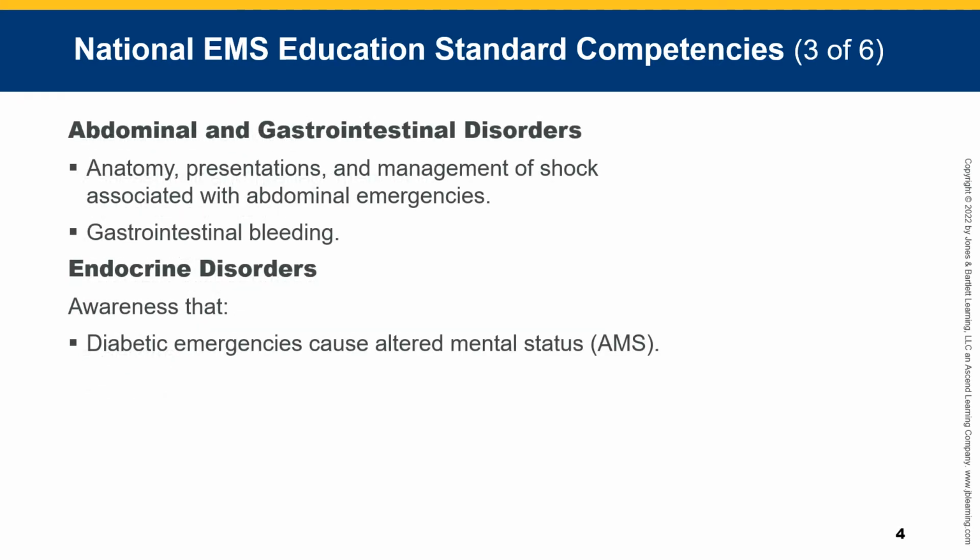We will also be looking at abdominal and gastrointestinal or GI disorders, and specifically the anatomy, presentations, and management of shock that can be associated with abdominal emergencies, such as gastrointestinal bleeding. This is covered in pages 214 and 215 of your book. And we'll look at endocrine disorders in terms of the awareness of diabetic emergencies that can cause altered mental status. That is on pages 213 and 214 of your text.